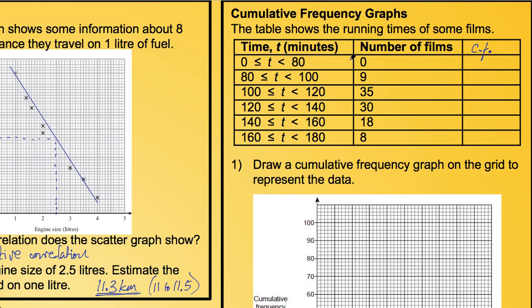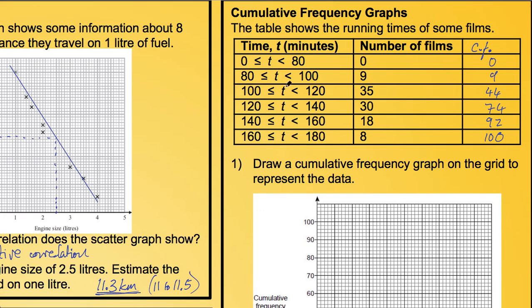So cumulative frequency, we want to add the frequencies as we go. By the time we get to 80 minutes, we've had none. By 100, we've had 9. 35 plus 9 is 44. Add another 30, add another 18, and add another 8, and we get to the 100. So we've got 100 films in total.